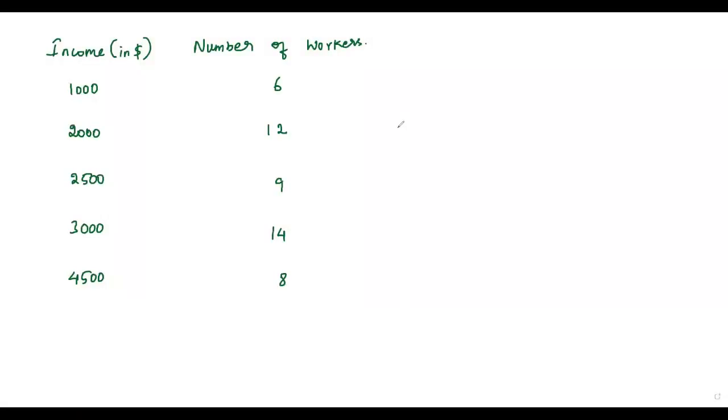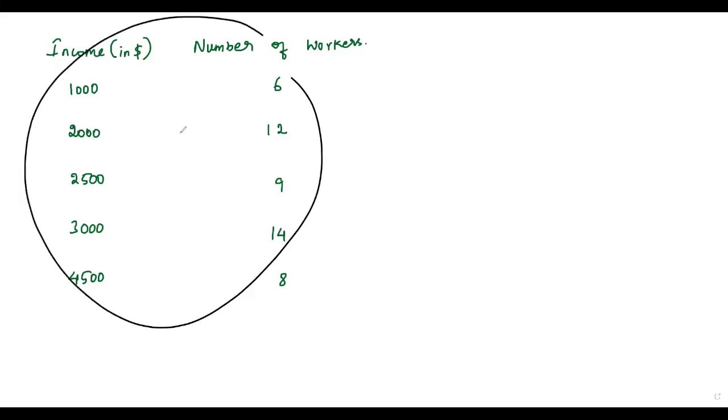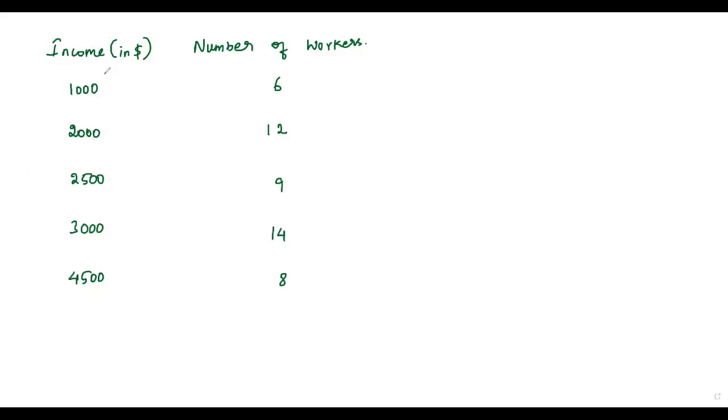In this video, we are going to see how to find the median for a discrete frequency distribution. Here we have a distribution. Actually, this distribution is about income and the number of workers. So here we have each classification for an individual value. That is, we have the first classification for $1,000.